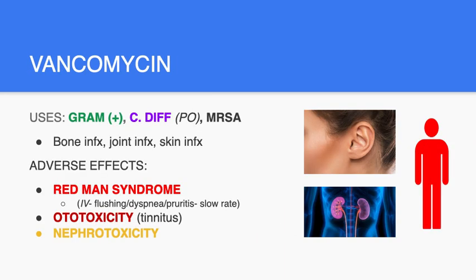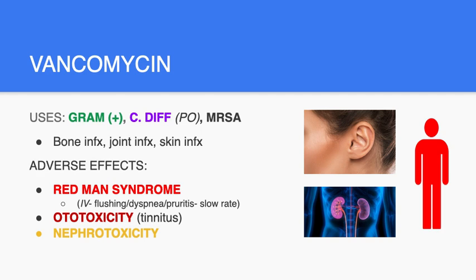Lastly, we have vancomycin in our bactericidal antibiotics. This medication treats gram-positive pathogens as well as C. diff if given orally, and then MRSA. So we can use this for bone infections, joint infections, skin infections. Usually too, it's given in the hospital, not really in primary care. So we don't have to know this as much, but we definitely need to know the major things about it.